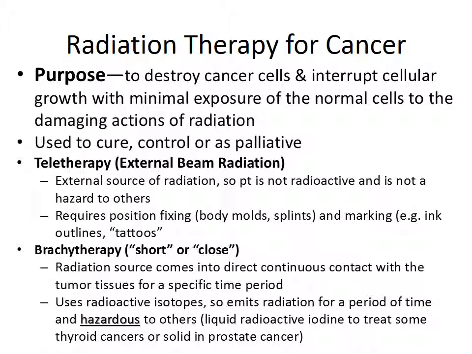Brachytherapy is a short or close type of radiation source where a radioactive seed is implanted into the tumor itself. The radiation source comes into direct continuous contact with the tumor tissues for a specified time period. It uses radioactive isotopes, so it emits radiation for a period of time and is hazardous to others. And liquid radioactive iodine is used to treat some cancers, such as those found in the thyroid or prostate.